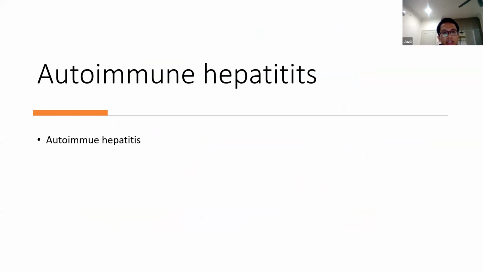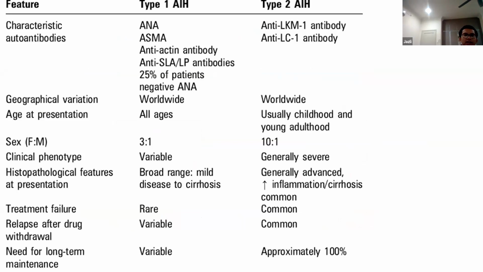Autoimmune hepatitis is basically where you have autoimmunity which attacks the liver. But there are mainly two types, type 1 and type 2 autoimmune hepatitis. The differences are basically in the investigations you would like to do. In type 1, you can do things such as ANA and anti-smooth muscle antibody. These are the characteristic autoantibodies, which is different from type 2, which is associated with anti-LKM1 antibody and anti-LC1 antibody.